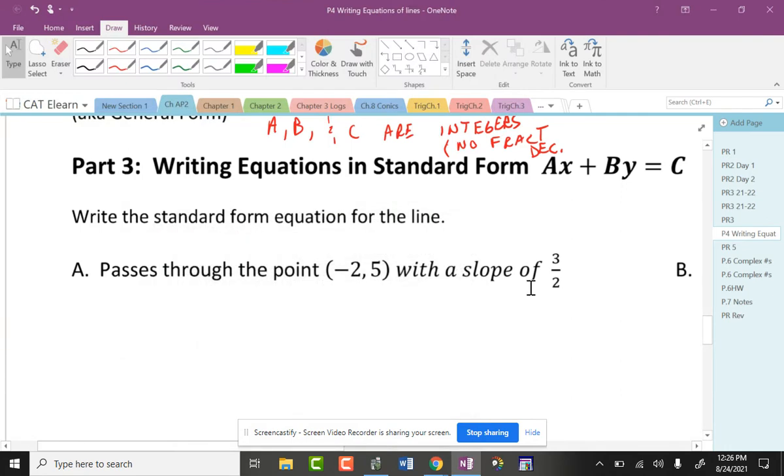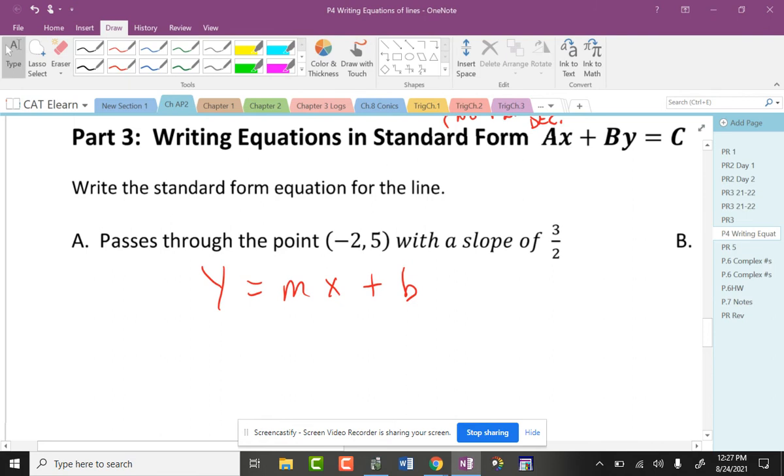Matt, I'm just going to give you what you've got to do. You can't start with standard form. You've got to start with this form because the given information fits in nicely. So what do I put in for y as you're writing that down? 5. Correct. What do you put in for m? 3/2. And then what do you put in for x? Oh, shoot. And then we don't know b, and that's the whole point.